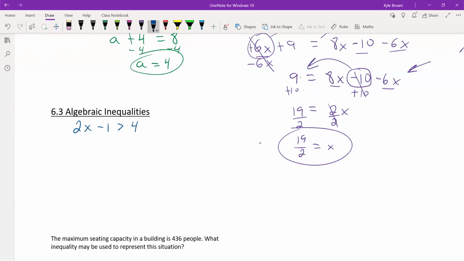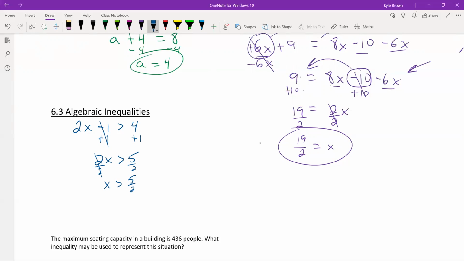So this isn't hard. This is like minus 1, so I'm going to say plus 1, doing the inverse operation. Plus 1 and plus 1. So we get 2x has to be greater than 5. Okay, last step, I'm going to divide by 2. Divide by 2. So we get x has to be greater than 5 over 2.